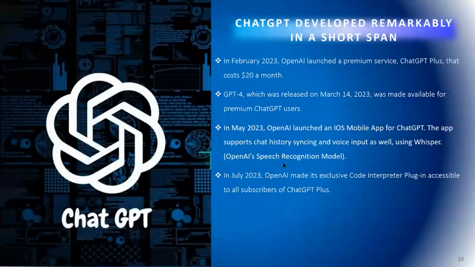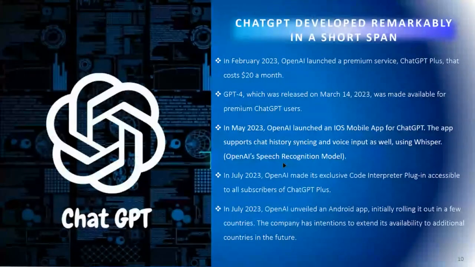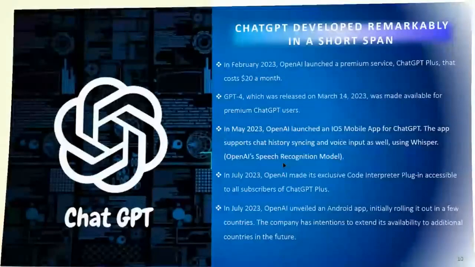In July 2023, OpenAI made its exclusive code interpreter plugin accessible to all subscribers of ChatGPT. And then it unveiled an Android app, initially rolling it out in a few countries, and then they have decided to introduce it to some more countries as well. Impressed. Let's see.